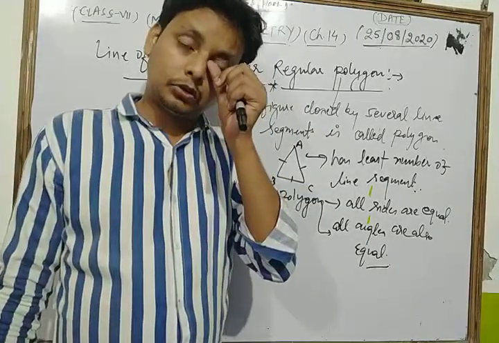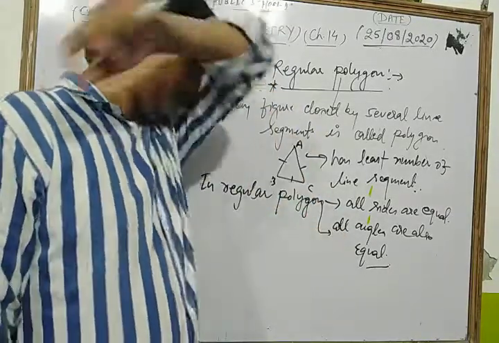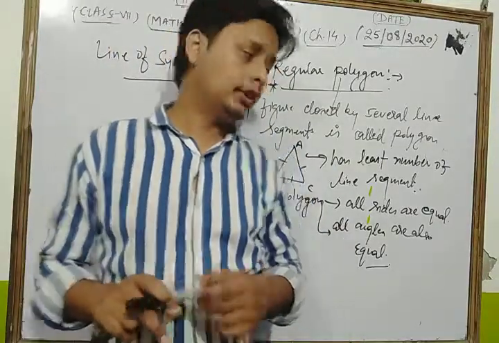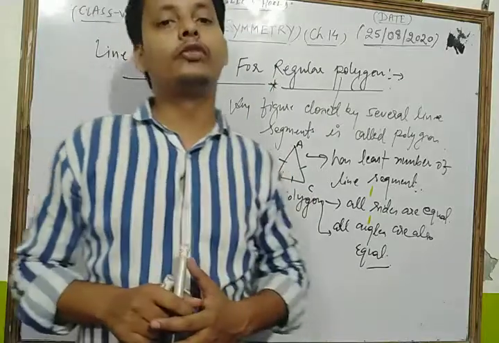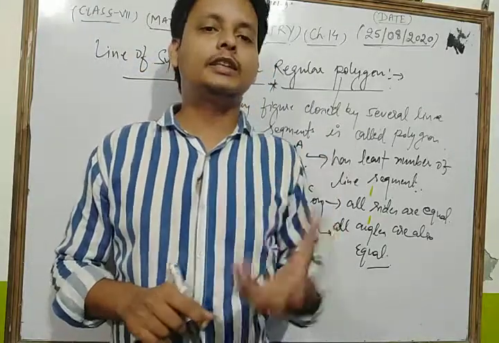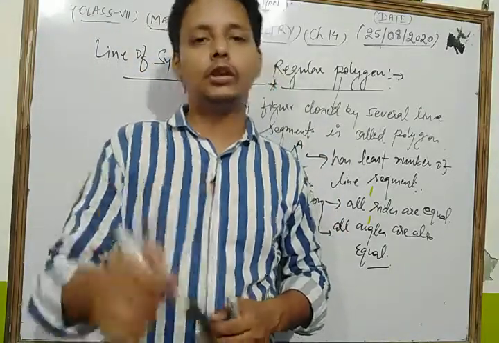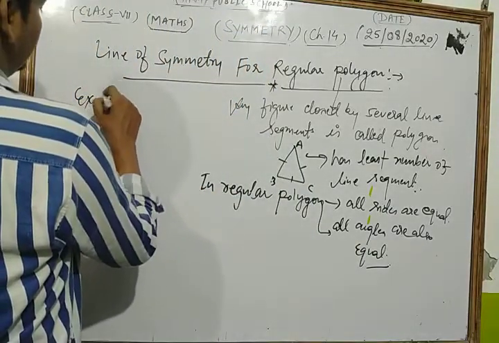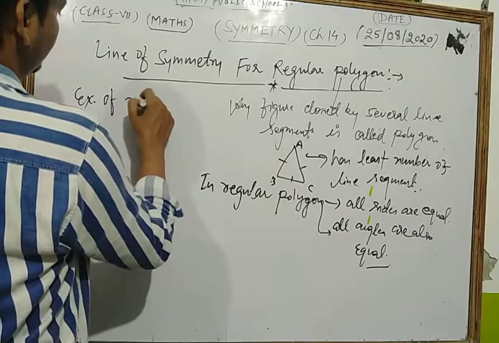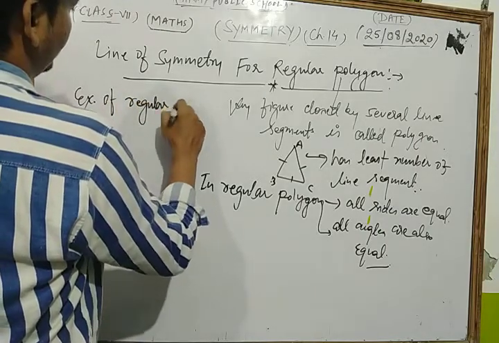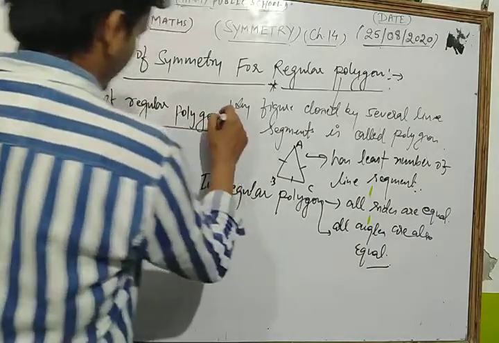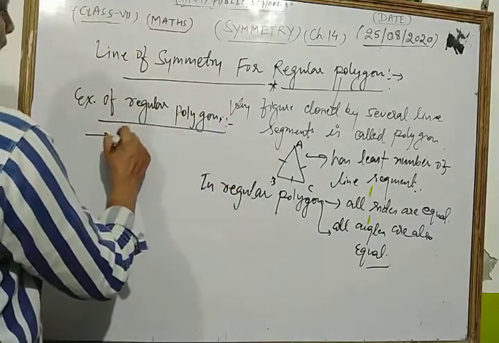If I ask a question, write 2 examples of regular polygons, then your answer is: the examples of regular polygons are, first one, equilateral triangle.